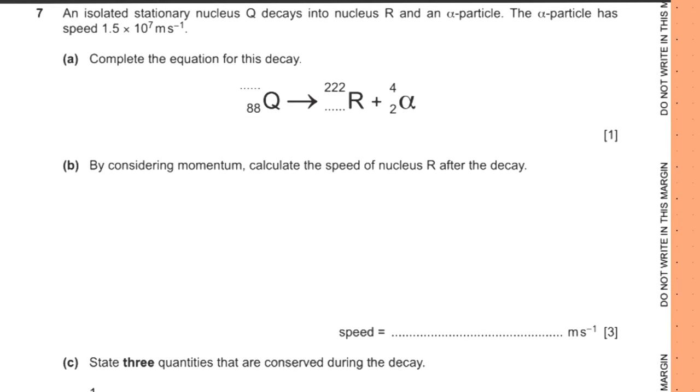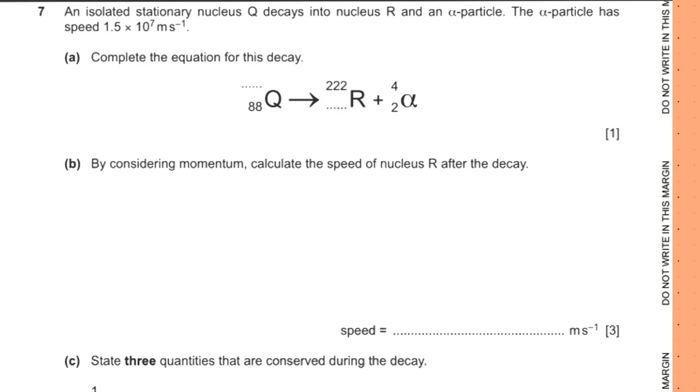Let's look at the last question, question number 7. An isolated stationary nucleus Q decays into nucleus R and an alpha particle has the speed. Complete the equation for this decay. So alpha decay, I need to complete the equation. So I know this must be 86 here. So that 86 plus 2 becomes 88 and 222 plus 4 makes it 226.